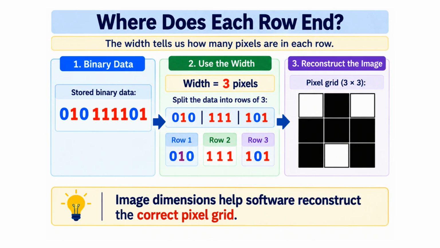So remember, the image width tells the computer how many pixels belong in each row. This helps the software reconstruct the correct pixel grid.